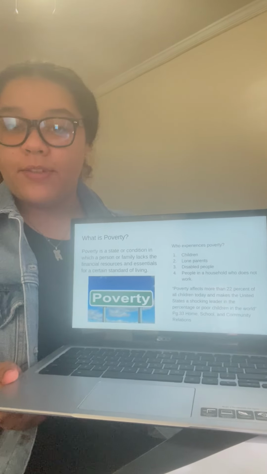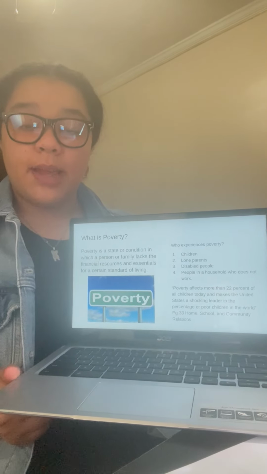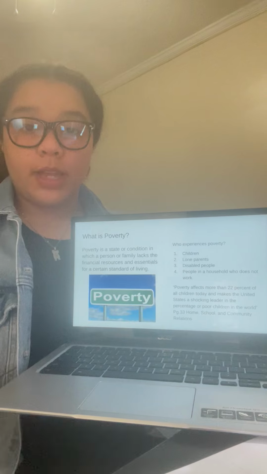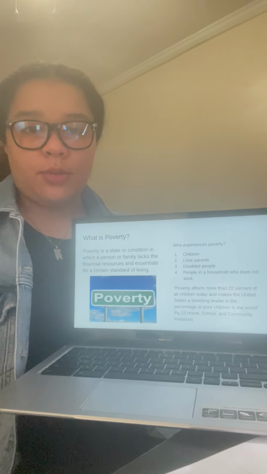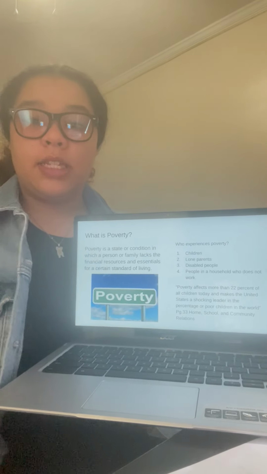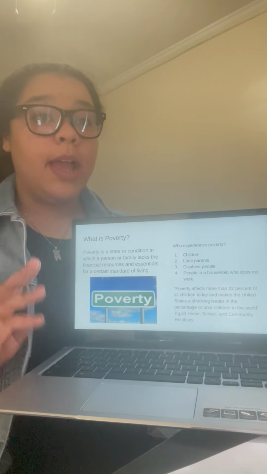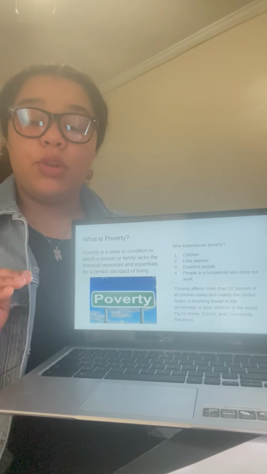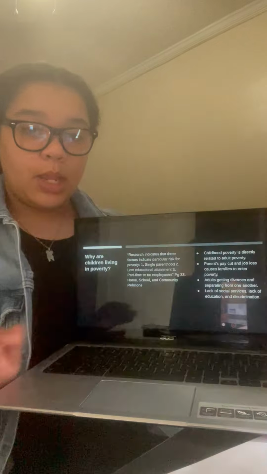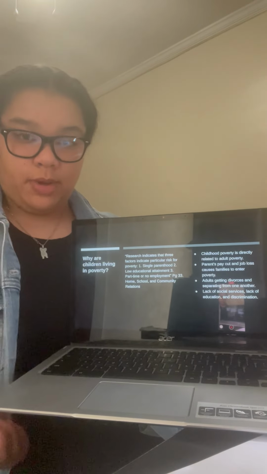Poverty is the lack of financial resources for a family that does not meet their certain, standard way of living. Poverty is experienced by children, lone parents, disabled people, and people who do not work in a household. Why are children in poverty?